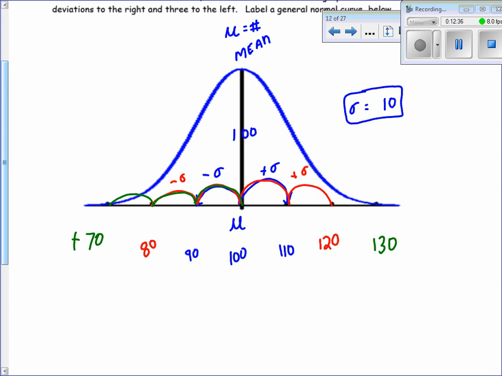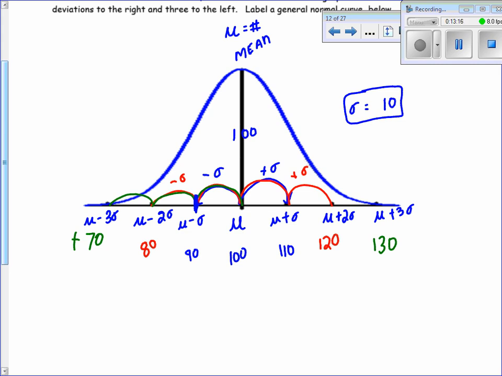So correct labeling would be to say, at this tick mark, if I want a formula, mu, the mean, minus 1 standard deviation. Here, the mean minus 2 standard deviations. Here, the mean minus 3 standard deviations. There's nothing complicated about that. Over here, on the right-hand side, the mean plus 1 standard deviation. The mean plus 2 standard deviations at this tick mark, and the mean plus 3 standard deviations. Okay? This is the correct labeling.